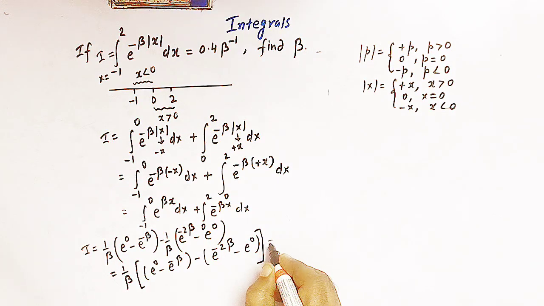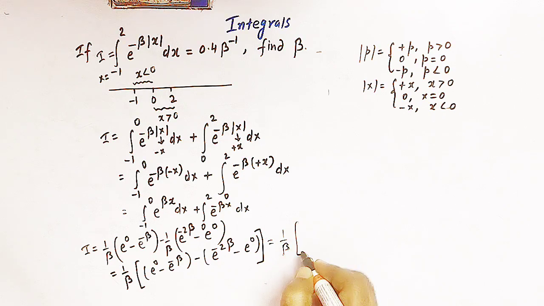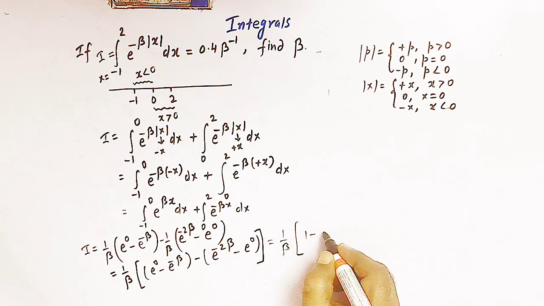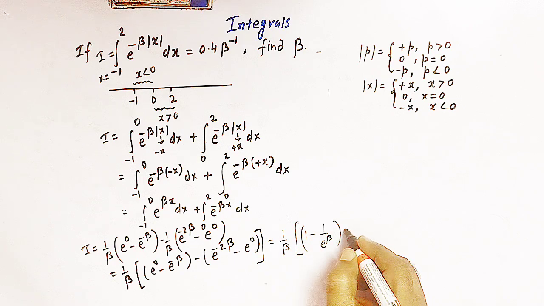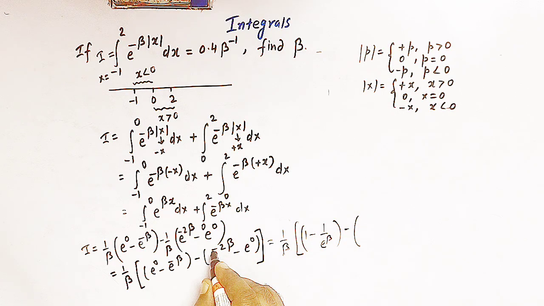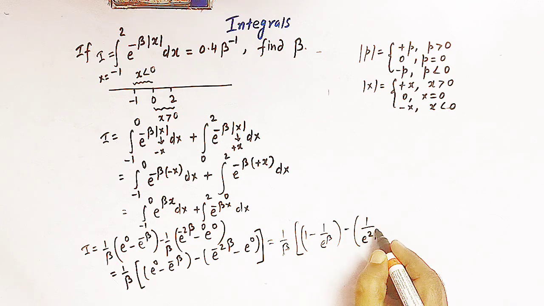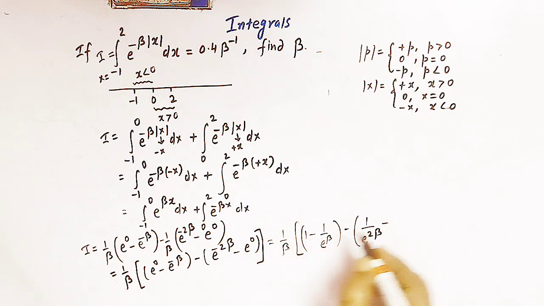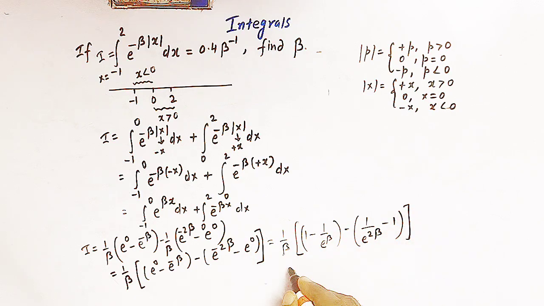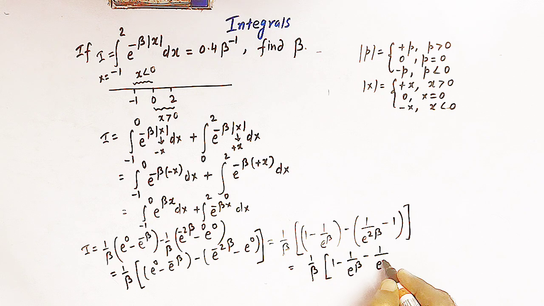So now let us simplify it. We have 1 over beta, and e raised to 0 is 1, so we have 1 minus e raised to minus beta, which we can write as 1 over e raised to beta. And e raised to minus 2 beta can be written as 1 over e raised to 2 beta, minus e raised to 0, which is 1. So we can now write 1 over beta times 1 minus 1 over e raised to beta minus 1 over e raised to 2 beta plus 1.